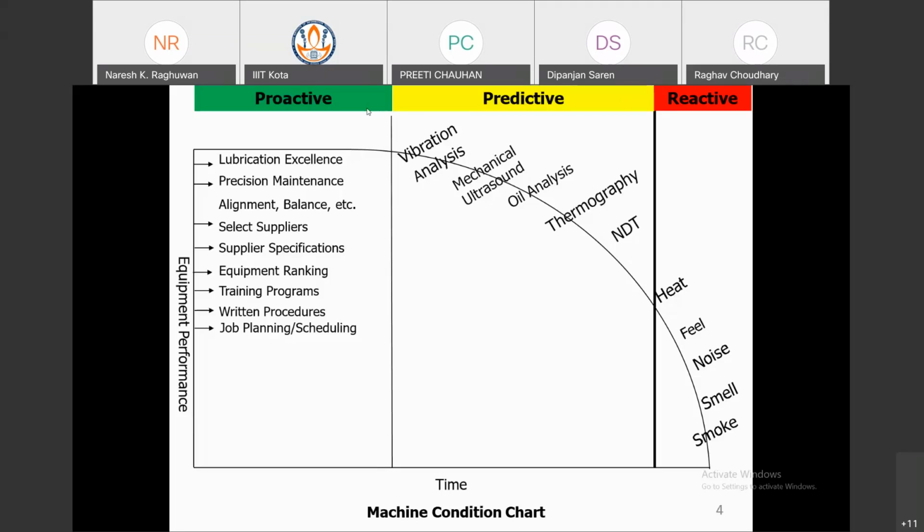So we give the warning that the machine is not working properly. If you feel noise, that is also reactive, because vibrations in the machine you are not able to sense without some instrument. But if it is vibrating, then obviously some noise will be there. So while analyzing the noise, you can also say the machine is not working properly.